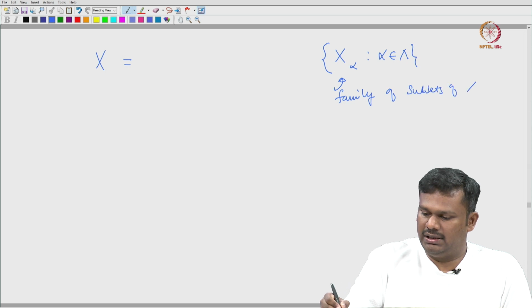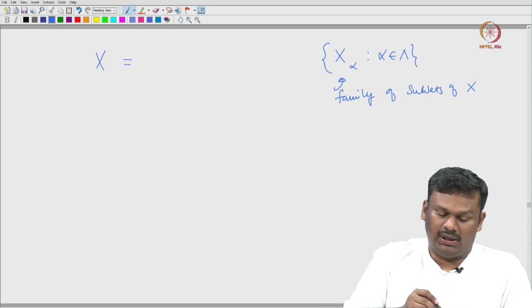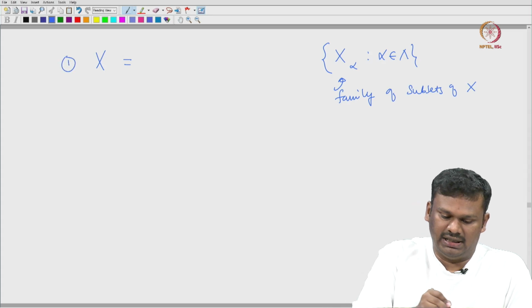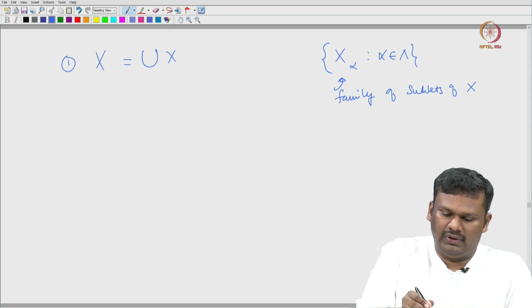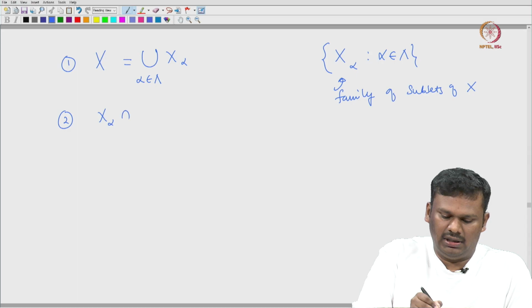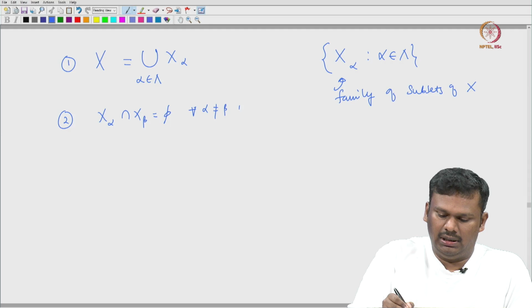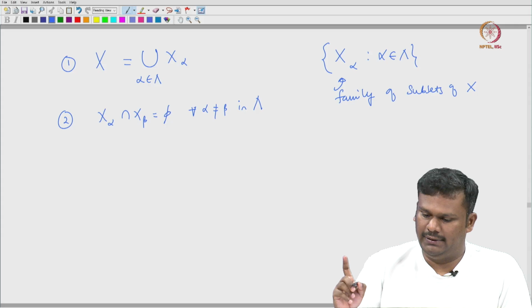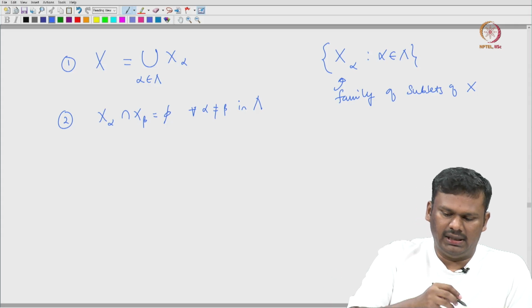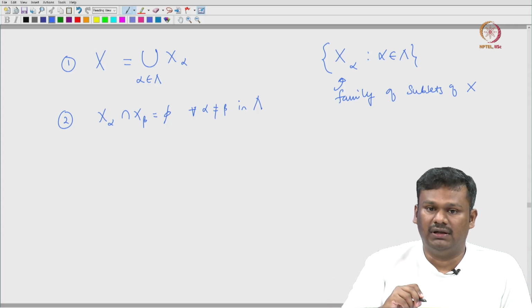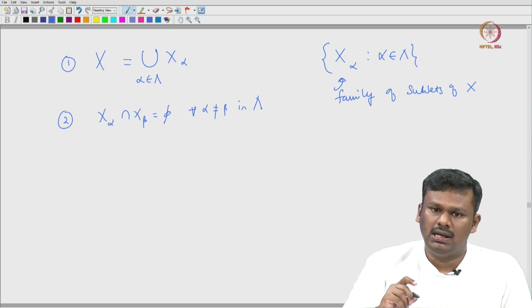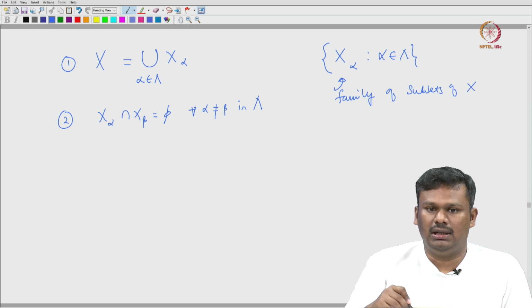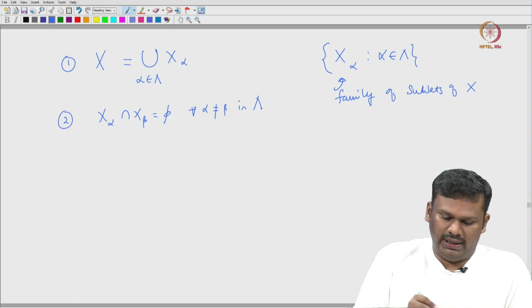We call it a partition if the following conditions are satisfied. X is the union of X alpha, alpha coming from lambda, and the second condition is X alpha intersection X beta is empty for all alpha not equal to beta in lambda. So, for distinct elements we want the sets to be disjoint. And given this, we want to actually define an equivalence relation on capital X, so that these X alphas become actually equivalence classes. So, let us do that.